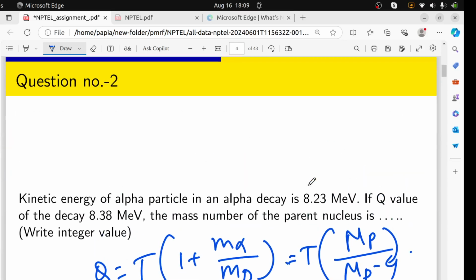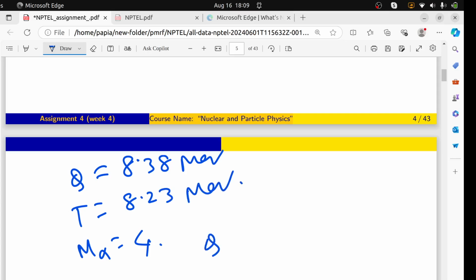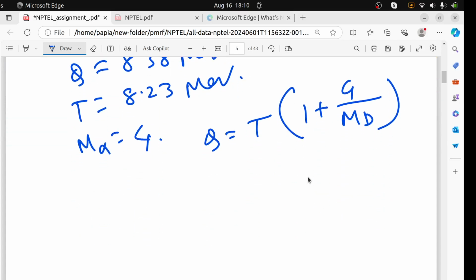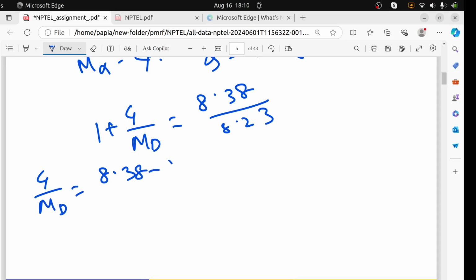So Q is 8.38, T is 8.23, right? So Q equals T into 1 plus 4 by MD. Whichever you prefer, you can just use that expression, no problem. So 1 plus 4 by MD is equal to 8.38 divided by 8.23. So 4 by MD equals 8.38 minus 8.23, divided by 8.23.